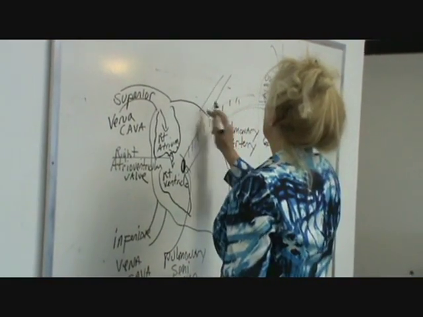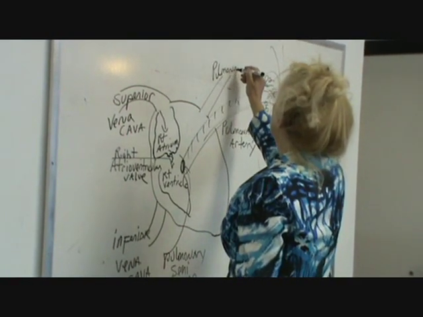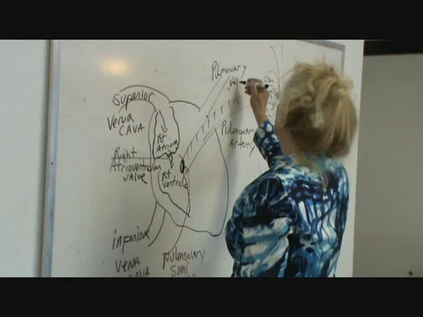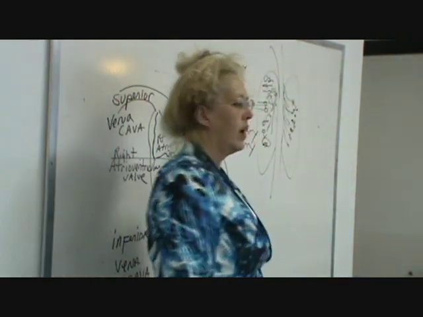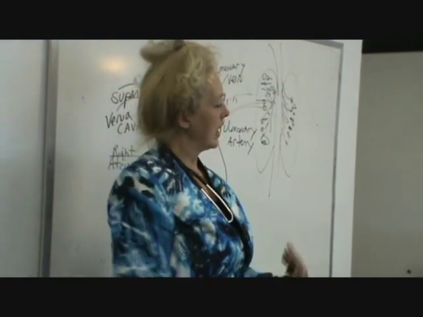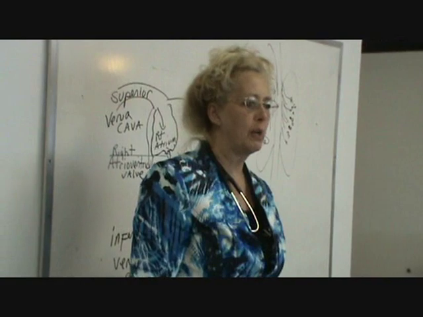via the pulmonary vein. Pulmonary vein. And a lot of times in anatomy and physiology, I know it happened to me too, we're so used to thinking of veins. Veins only carry deoxygenated blood, arteries always carry oxygenated blood.